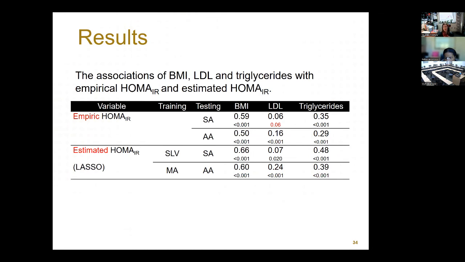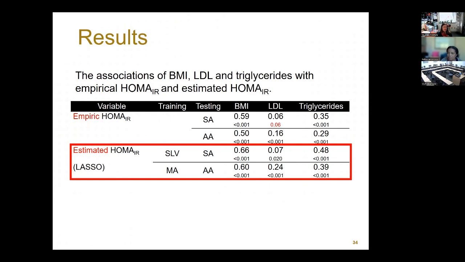Similarly, comparing the performance of estimated HOMA-IR now to empirically measured HOMA-IR and looking at that correlation with additional clinical phenotypes, what you can see now, looking at empiric HOMA-IR, is strong association with BMI across both cohorts, as well as with triglycerides, and then LDL was associated only in our African American cohorts. And I'll just note that these correlations are positive now due to that inverse relationship between HOMA-IR and insulin sensitivity.